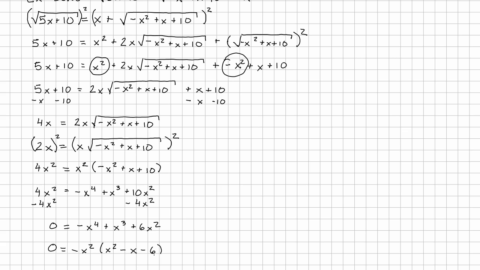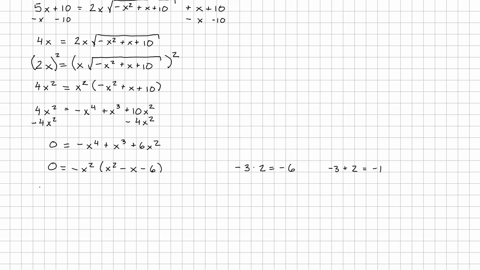And then this quadratic factor, well, these numbers are quite small, so I'm going to try to factor that too. And I notice that negative 3 times positive 2 is negative 6. And negative 3 plus positive 2 is negative 1. So I'll get 0 equals negative x squared times x minus 3 times x plus 2. That's going to give me solutions where x equals 0, where x minus 3 equals 0, or where x plus 2 equals 0.